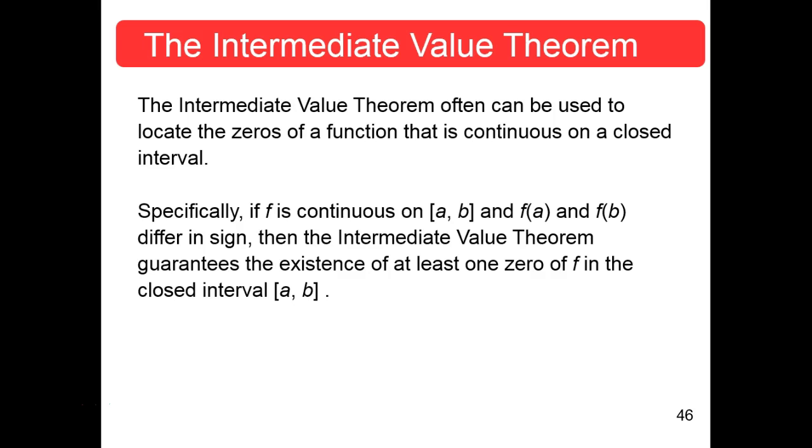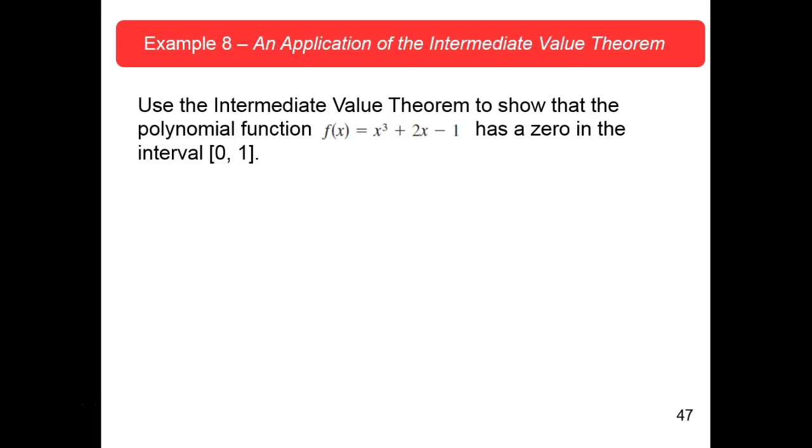And as you bracket, you can get closer and closer. Specifically, if f is continuous on a to b, and f of a and f of b are different in sign, or any values in between are different in sign, the intermediate value theorem guarantees the existence of at least one zero on the closed interval a to b, or any smaller interval that has a difference in signs. So here's example 8, which I think is top of page 82. Use the intermediate value theorem to show that the polynomial function f of x equals x cubed plus 2x minus 1 has a zero on the interval 0 to 1.